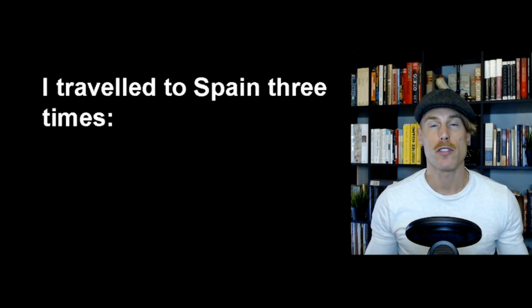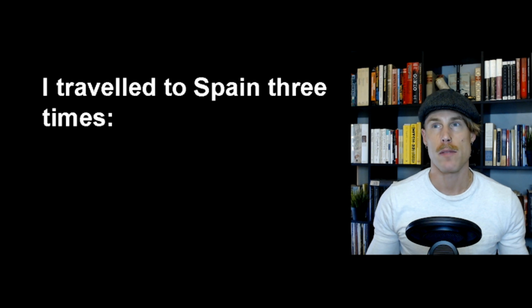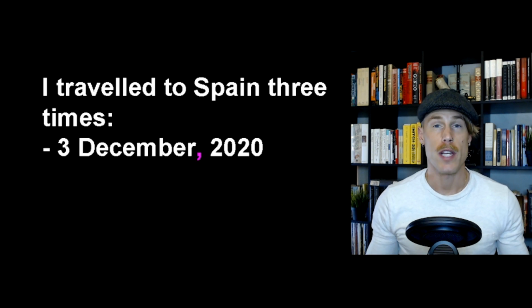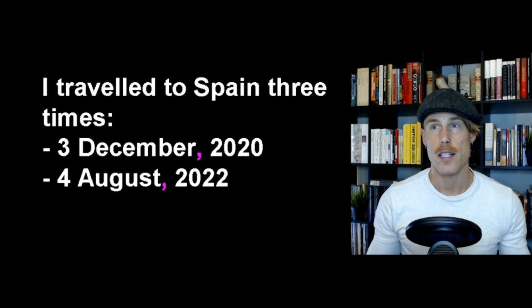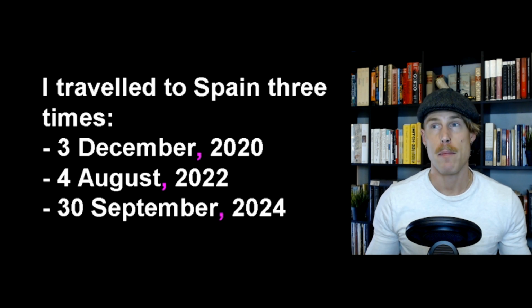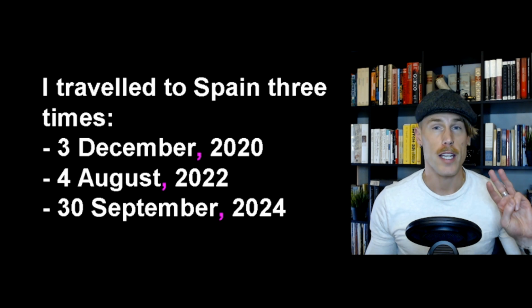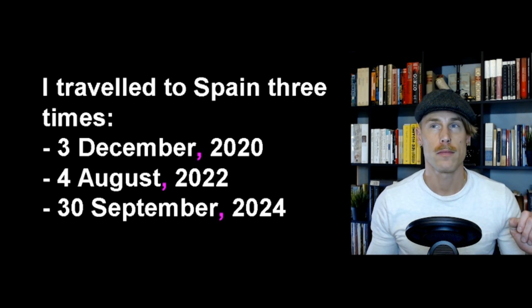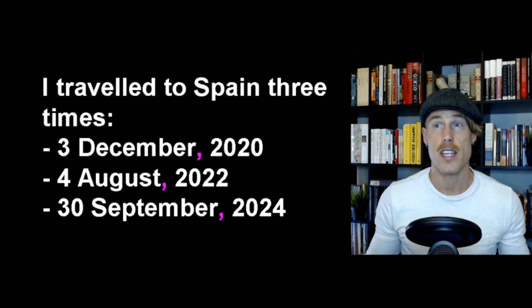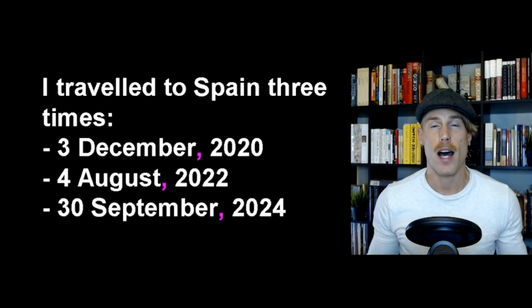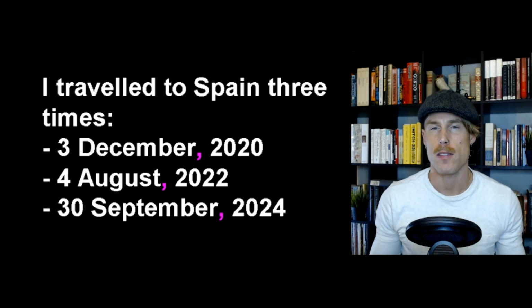I traveled to Spain 3 times. 3 December 2020, 4 August 2022, 30 September 2024. Notice there are 3 commas. So how do I make a list with these 3 ideas if I am already using commas? Well, we use semicolons.